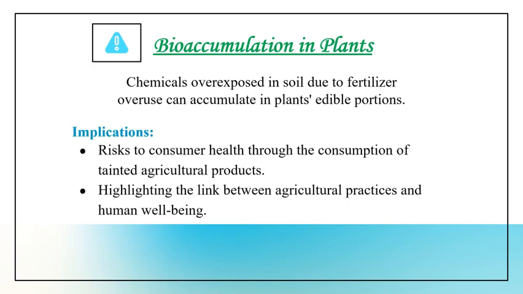Additionally, tainted irrigation water, regardless of its source, introduces chemical risk into the agricultural system, affecting crop safety and soil condition. It's crucial to address this risk associated with irrigation techniques to ensure the safety and quality of agricultural products.